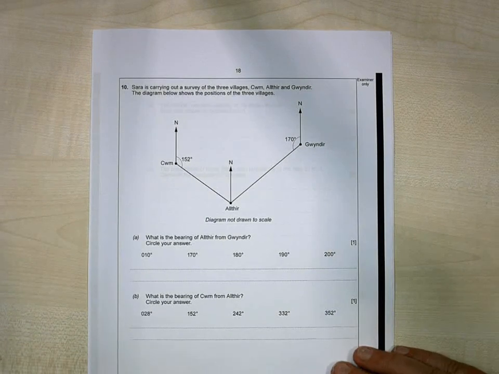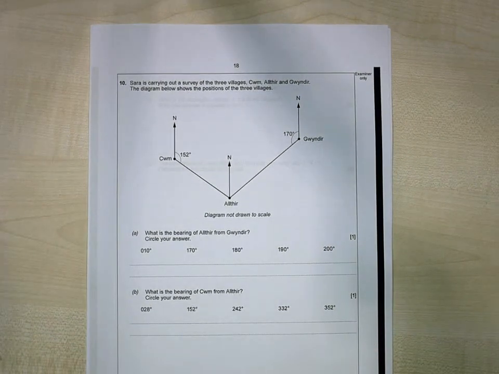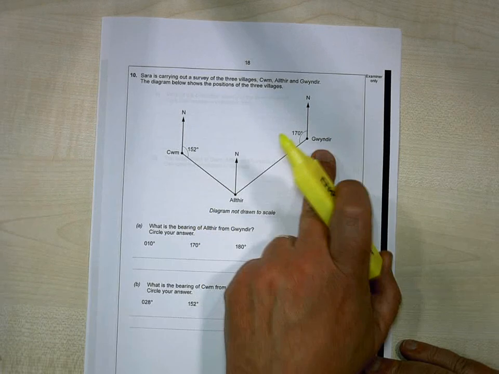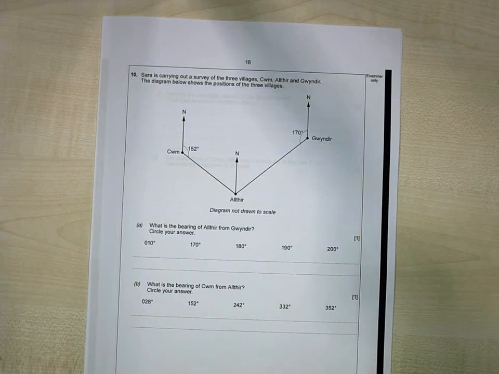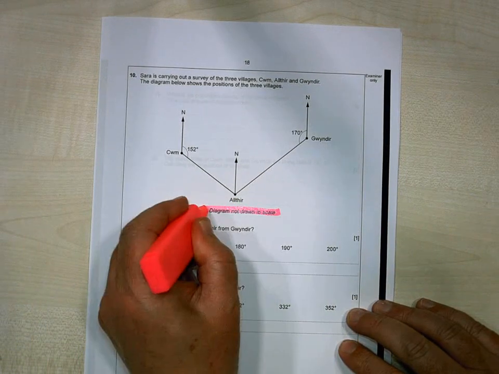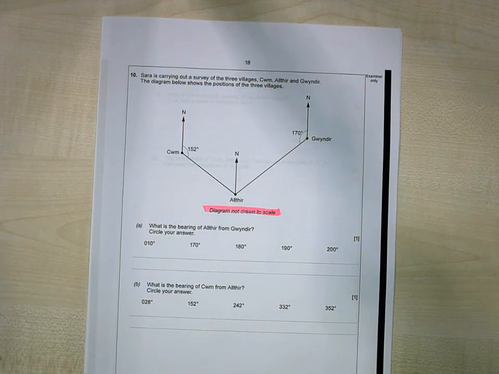Question 10, bearings. Sarah is carrying out a survey of the 3 villages, Cwm, Alltir and Gwyndir. The diagram below shows the positions of the 3 villages. So Cwm, Alltir, Gwyndir. What's important here is these words. It's not drawn to scale. So although it's a bearings question, we can't measure the angles.